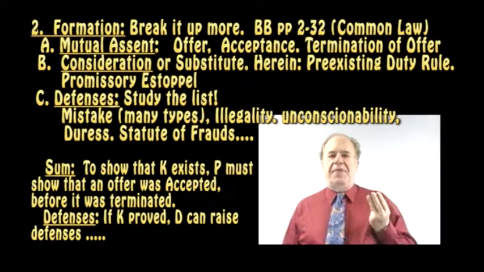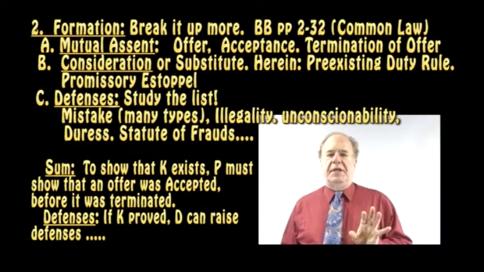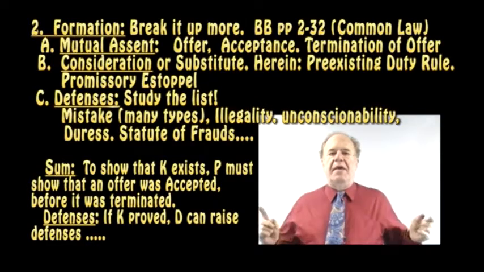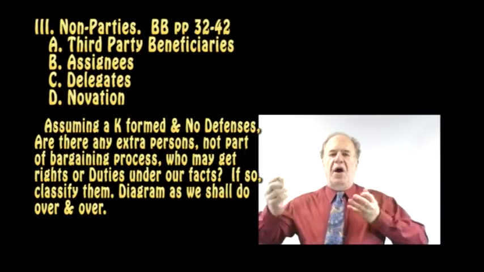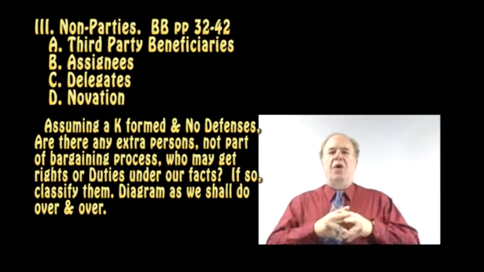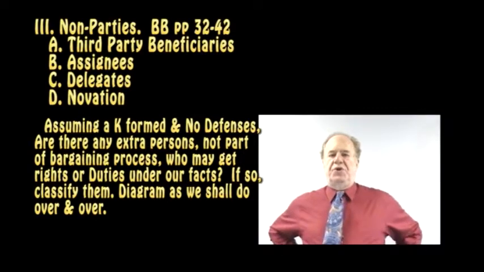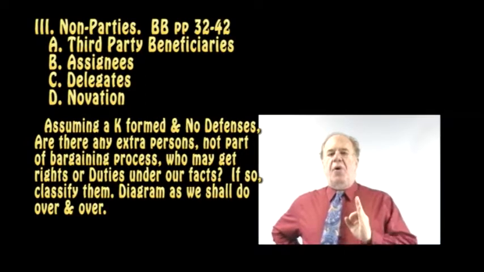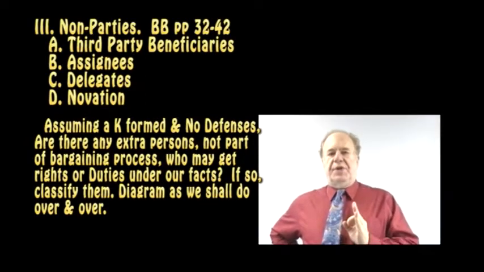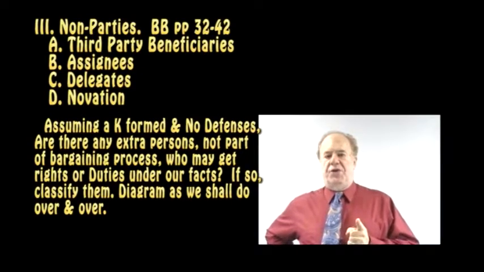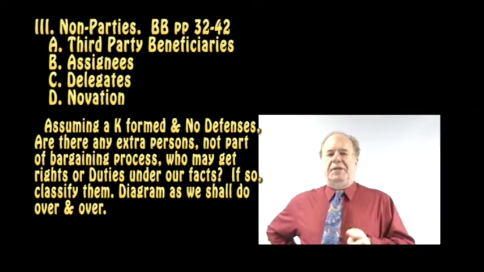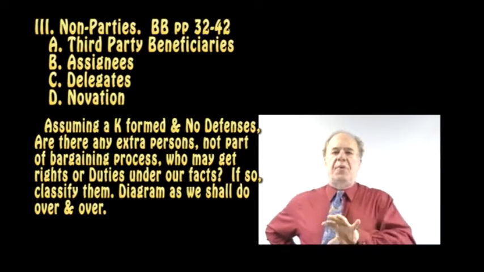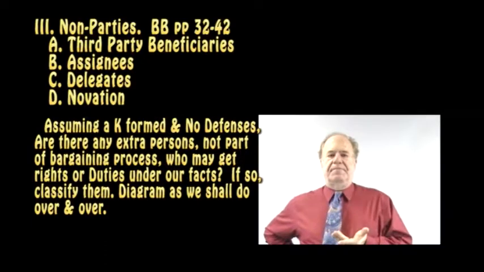The next step in thinking, I believe, best is, in our fact pattern, are there any people who get any rights who are not part of that bargaining process? Anybody other than the offeror and offeree who anywhere in our fact situation get any rights? Third parties. And we have labels for those third parties. Some of them are called third-party beneficiaries. Some of them are called assignees. And some of them are called delegates. And we'll come back to why that is. But are there any third parties who get any rights or duties under the contract?